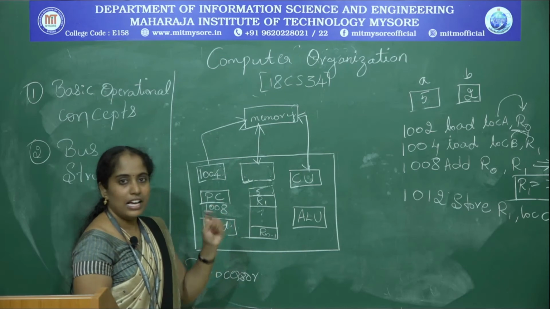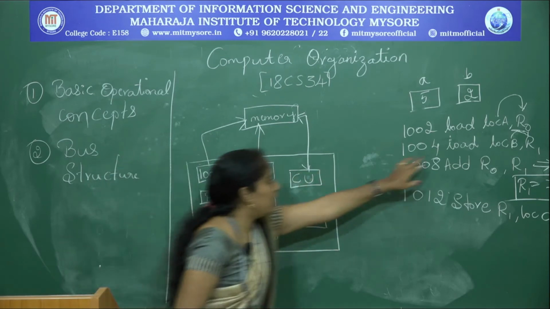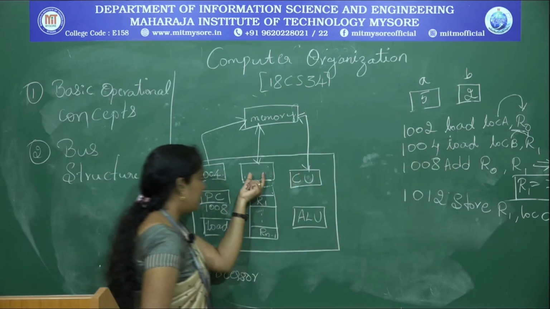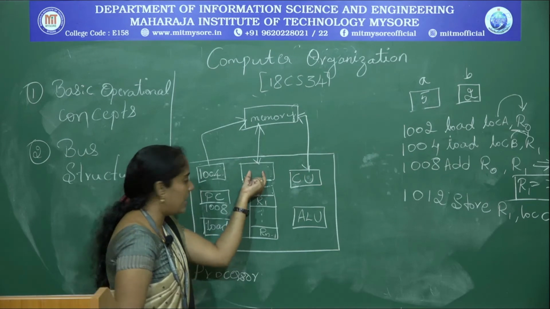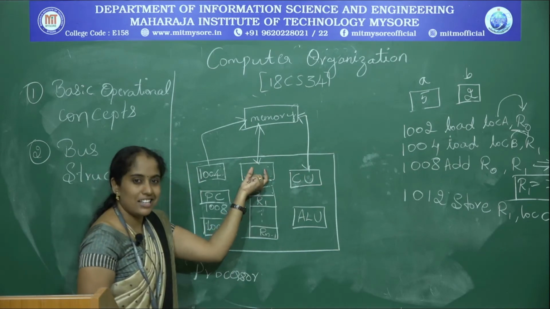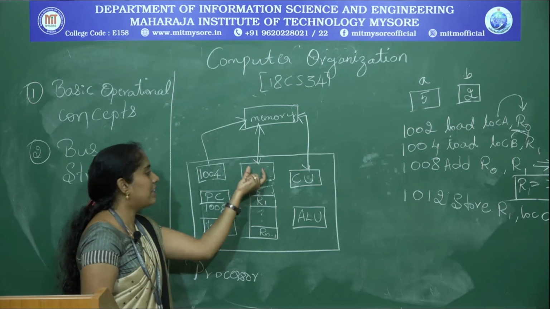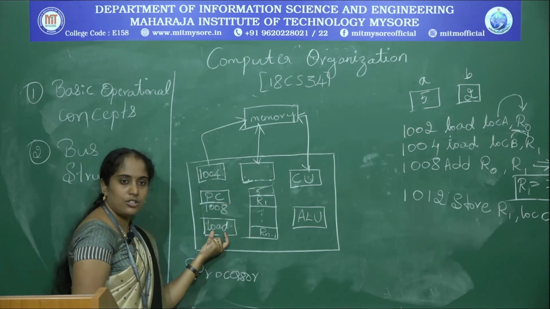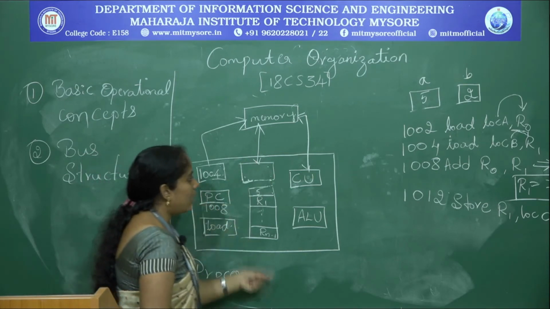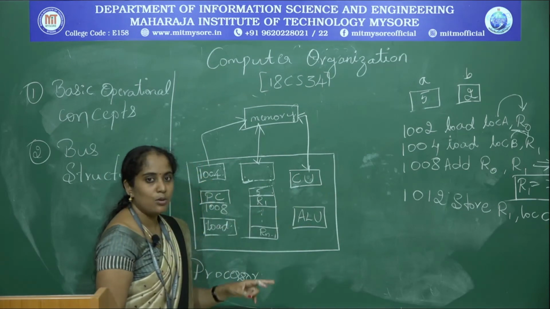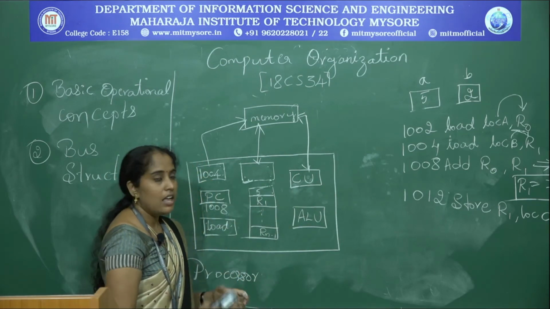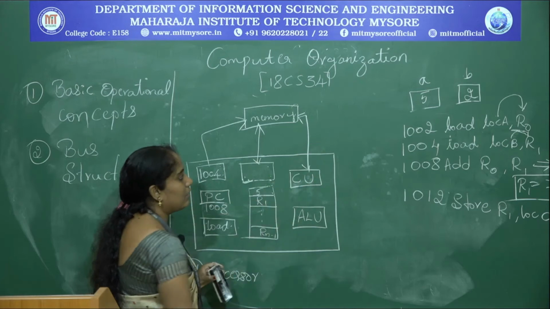Now again, it will take the first word, that is load. It will come here to the MDR. Now your CU will check, yes, it is an instruction, and send that load instruction, and it is stored in the IR register. Now it will check the next word, that is location B. Now location B will contain value 2.